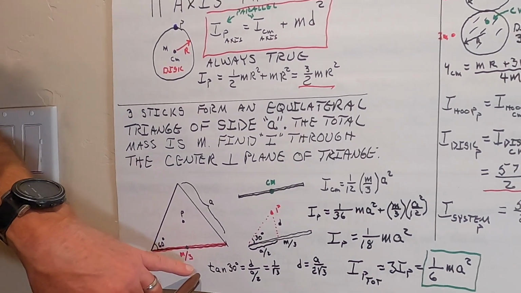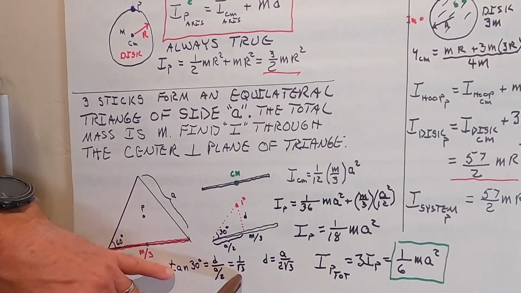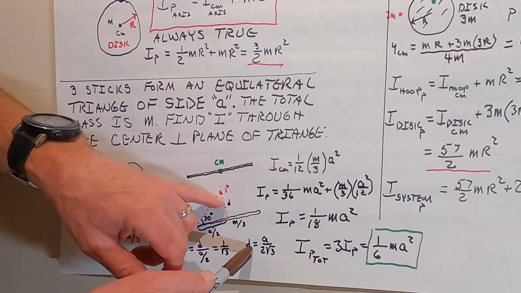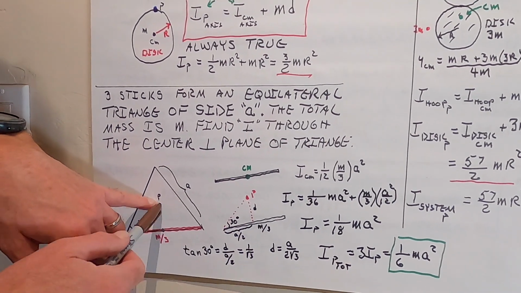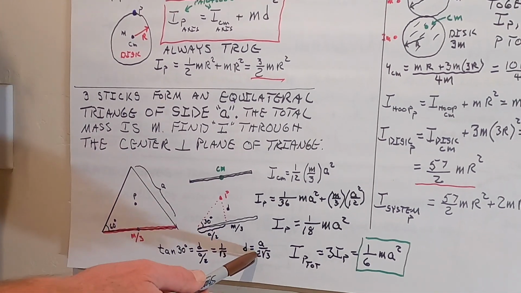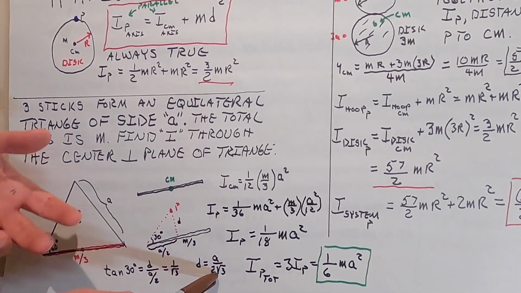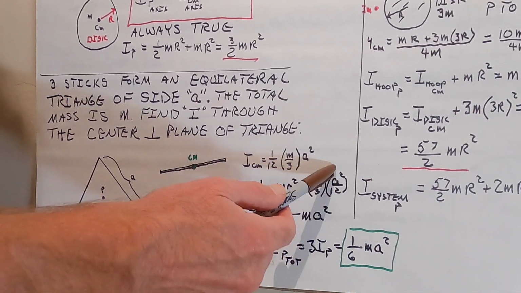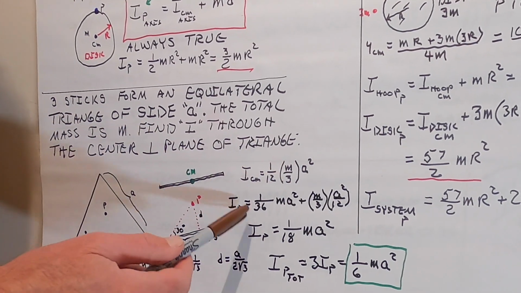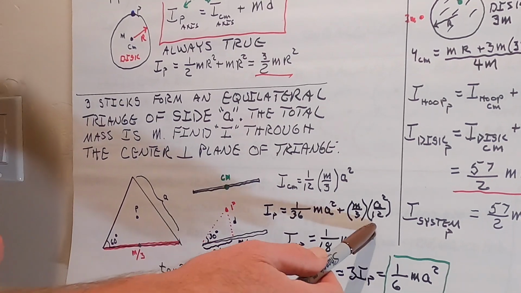Throw the a over 2 back on this side, and we know the tangent of 30 is 1 over the square root of 3. So that distance here, the distance from here to here, is a over 2 square root of 3. So if I square that and plug that over here, 2 squared times 3 squared is 12. So that was a squared over 12. So there's the I about the P when I add these two together right there.